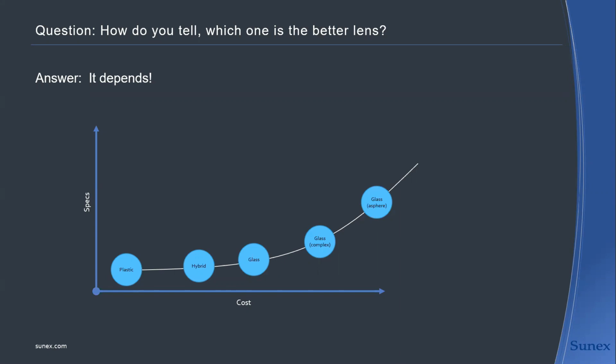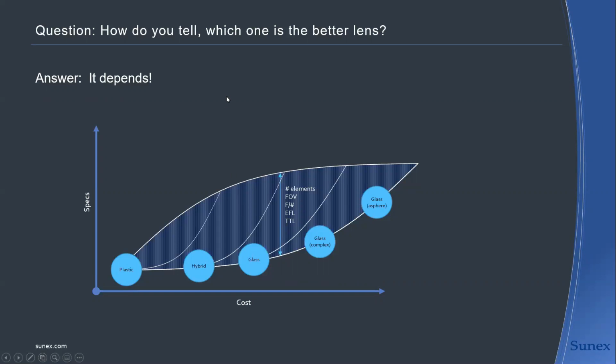And what we think, it's not just this one curve, it's actually more an area that you have to look at. Because depending on specific requirements or specs, you could maybe have a hybrid lens that, if you compare apples to apples, is maybe more performant than a glass lens that was never tuned for a particular application. So it's very important to separate yourself from some of the assumptions that are out there and really discuss some of those application details with us to really find out what is the best lens for you.